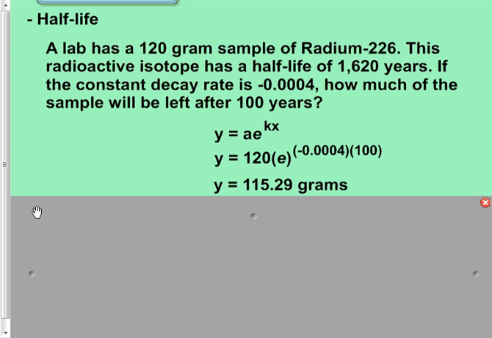Now you're going to find out how come radioactive material is such a problem. After 100 years of having this material around, it has decayed from 120 grams to 115.29 grams. So not even 5 grams of it are gone after 100 years.